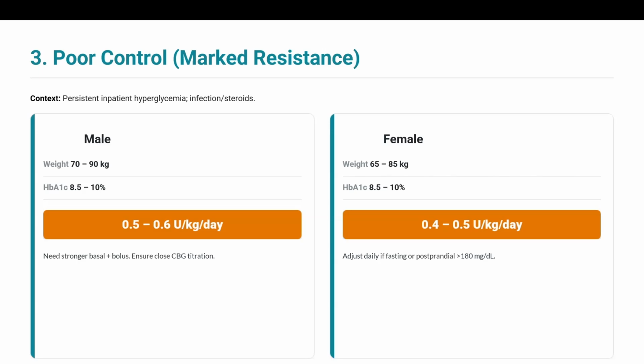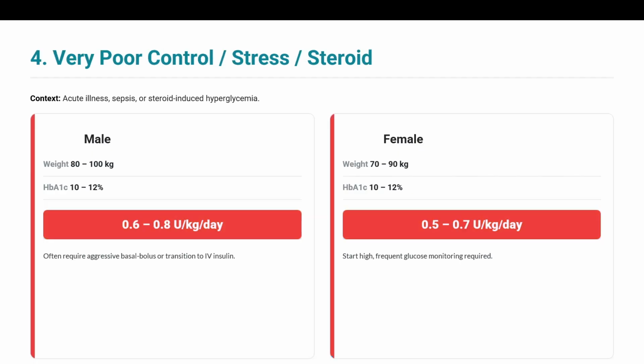In poor control or marked resistance patients, that means HbA1c of 8.5 to 10 percent in males and females, males usually weigh about 70 to 90 kg in this setup of insulin resistance, and females about 65 to 85 kgs. Also in patients with persistent inpatient hyperglycemia, infections and steroids, the recommended total daily dose is 0.5 to 0.6 units per kg per day for males and 0.4 to 0.5 units per kg per day for females. In males, they need stronger basal and bolus; ensure close CBG titration and adjust if fasting glucose is more than 180 milligram per deciliter.